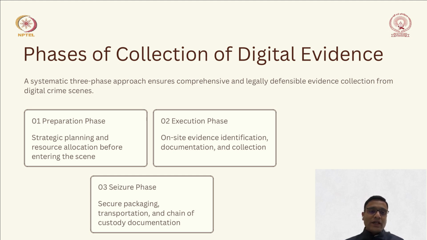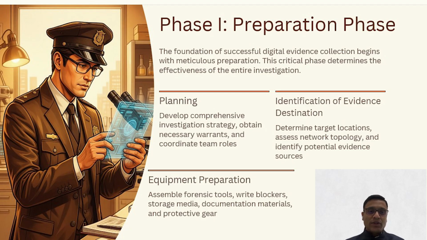So how do I categorize the collection of digital evidence? For our simple understanding, I try to cover this in three different parts. One is the preparation phase, the other is the execution phase, and the third is the seizure phase. So first, we'll try to understand the preparation phase. In the preparation phase, the most important are the planning, the identification of evidence destination, and the equipment preparation.